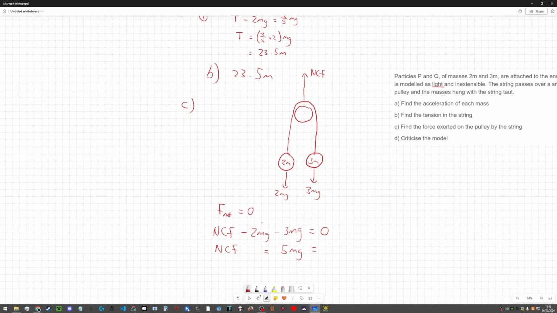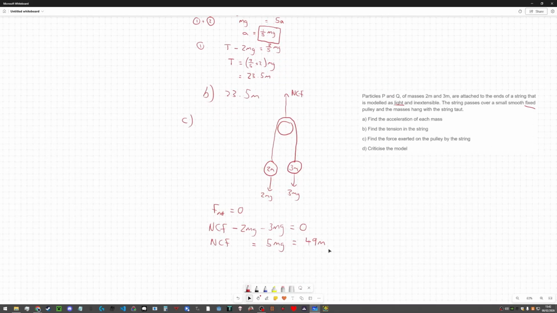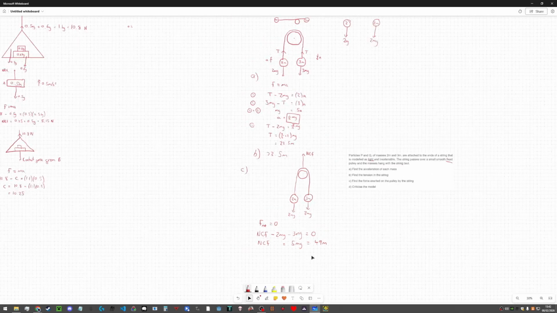which, if you substitute g as 9.8, put that in your calculator, get 49 m. Again, since the masses are in terms of m, we're fine to leave our answer in terms of m.